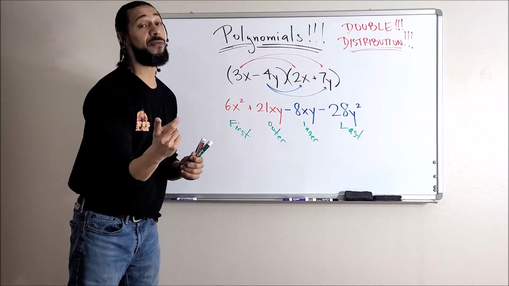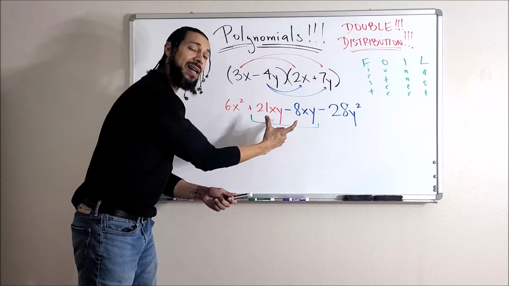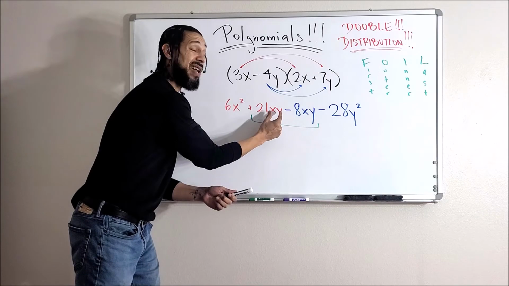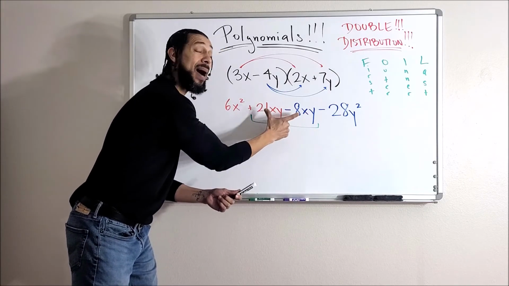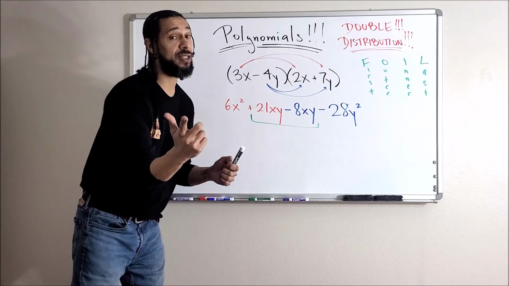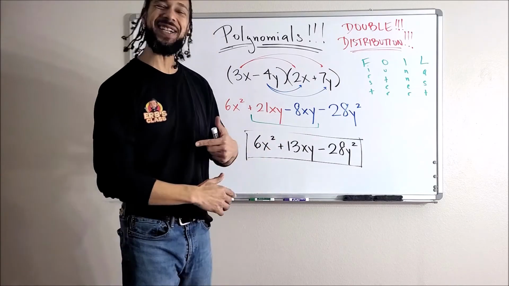Now, we can't forget our final step. We have to combine these like terms together. Notice I have xy terms here, and I can combine those two together. My final answer.